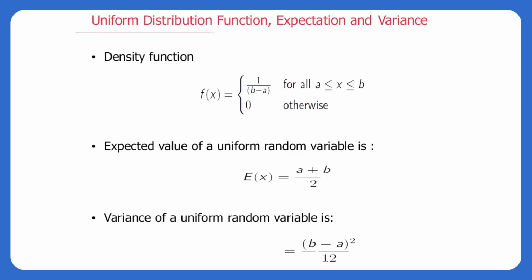The density function is 1 by b minus a. Expected value of uniform random variable is a plus b by 2 and variance is b minus a square by 12. Formulas may seem confusing right now, but let's look at an example question. It will give you clarity.